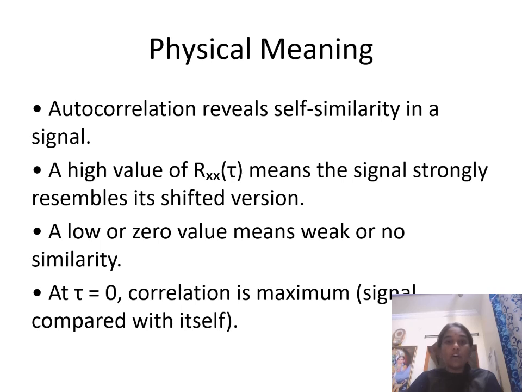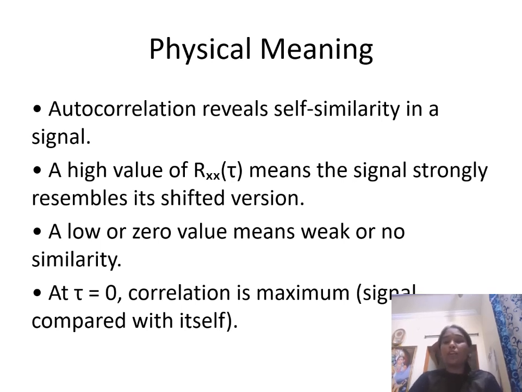Physical meaning: autocorrelation reveals self-similarity in a signal. A high value of Rxx of tau means the signal strongly resembles its shifted version. A low or zero value means weak or no similarity. At tau equals zero, correlation is maximum, since the signal is compared with itself.